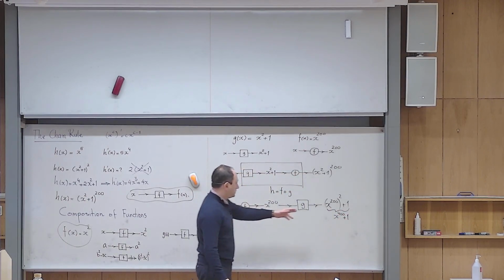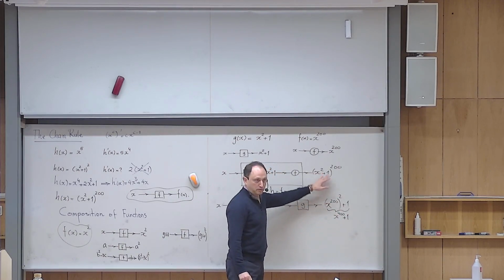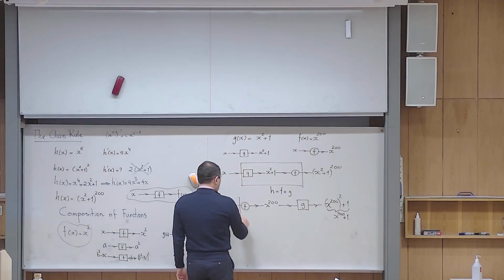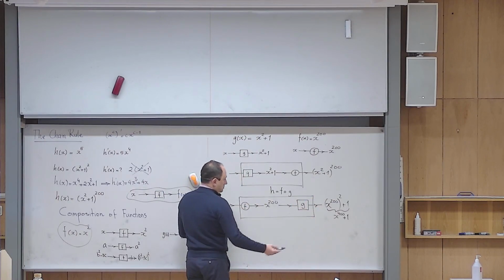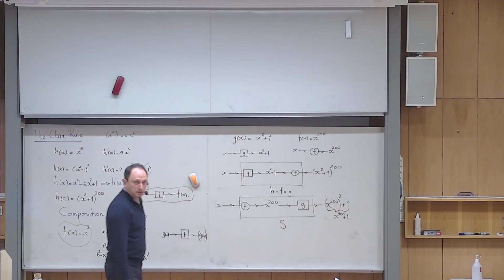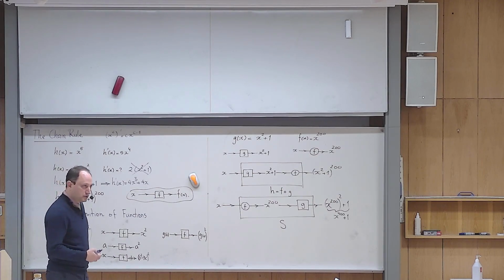And I hope that you appreciate that x to the power of 400 plus 1 is completely different from (x to the power of 2 plus 1) to power 200. So you see that this black box is not the same as h. So I can, for example, give it a different name. Let me call it S. So is that clear? That's the idea of a composition of functions.